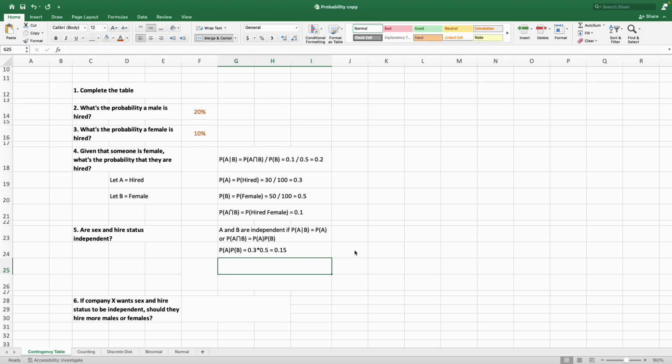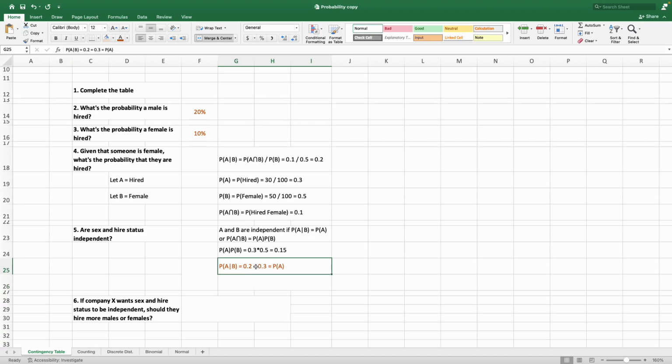Okay, so are A and B independent? Let's check the first condition: is the probability of A given B equal to the probability of A? The probability of A given B is equal to 0.2, right? We found that right up here, 0.2. We need to see, is this equal to the probability of A, which is 0.3? Well, is this a true statement? No, 0.2 and 0.3 are not the same.